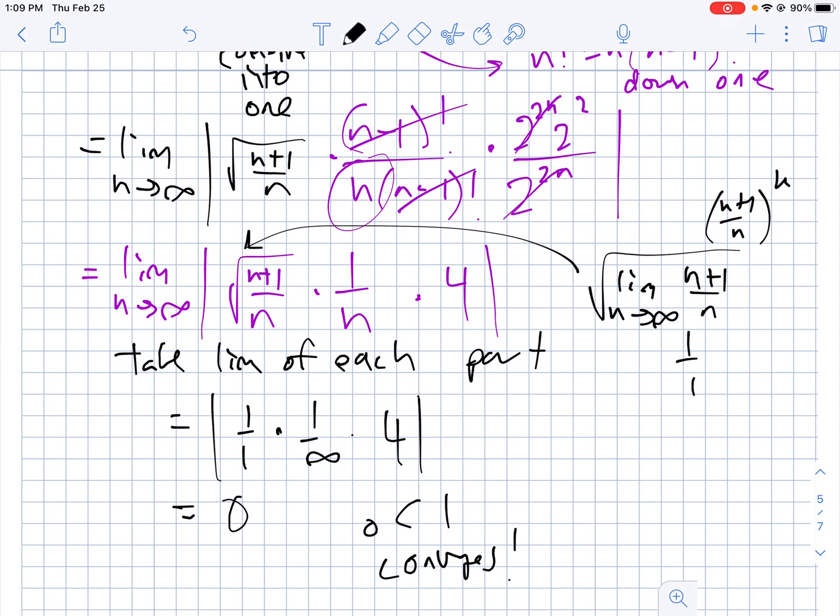Okay, so that's the ratio test. It's a little bit messy algebraically. Make sure you practice that. The more you do this, the more comfortable you're going to get with that.